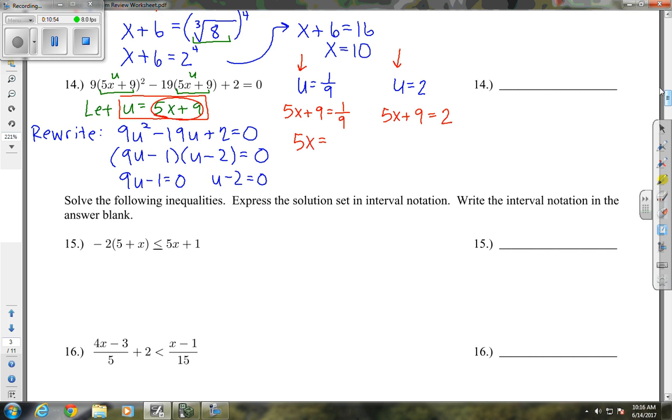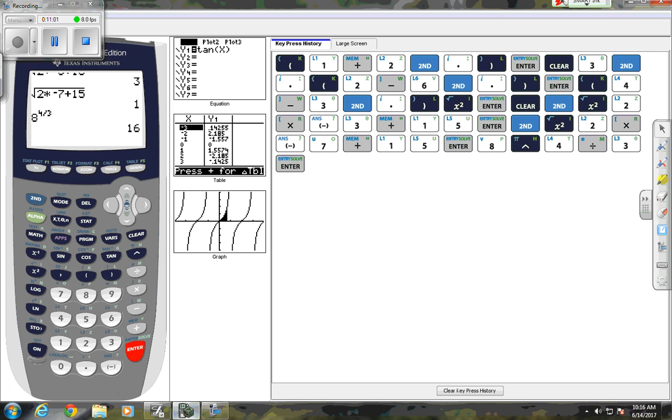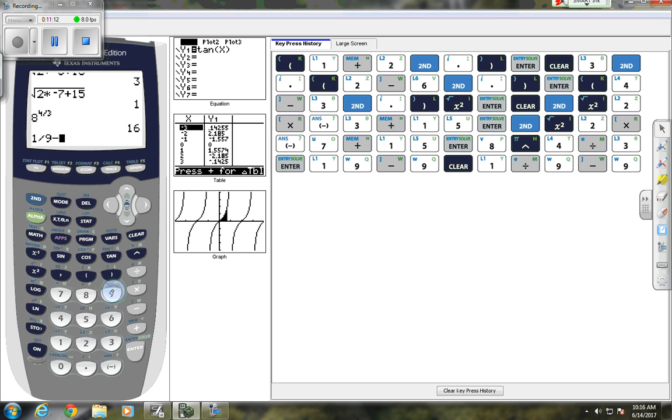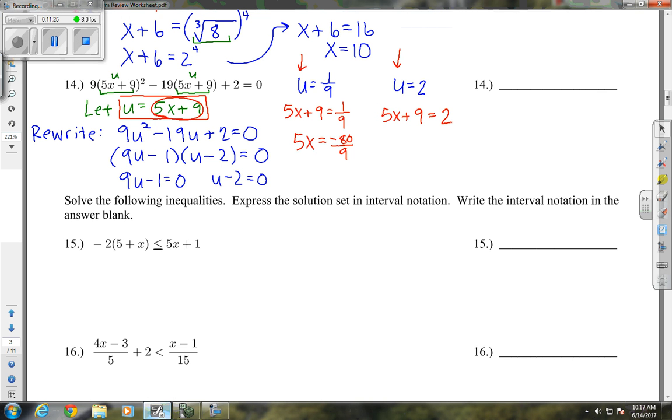So 1/9 minus 9 is negative 80 over 9. Say, what? What just happened? Well, check it out. 1/9 minus 9. Whoops. Start over. 1/9 minus 9. And then I'm going to turn the result back into a fraction by pressing Math, Fraction, and Enter. Okay? All we did there is get a common denominator and combine fractions. So we have negative 80 over 9.